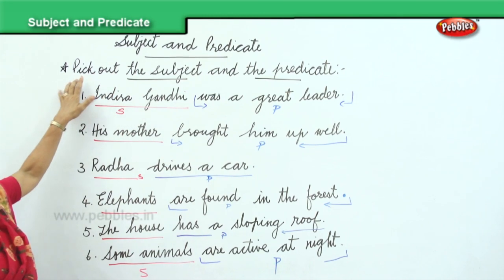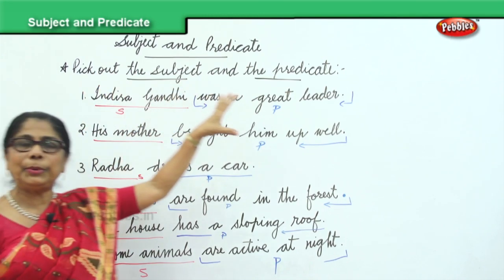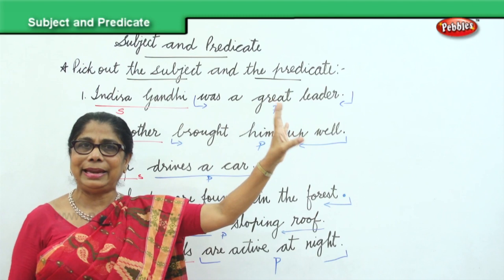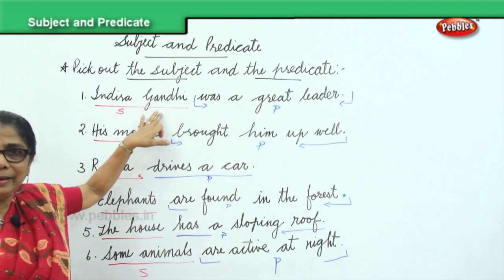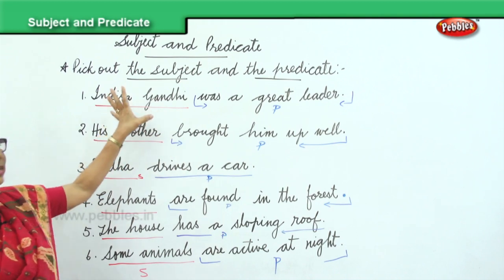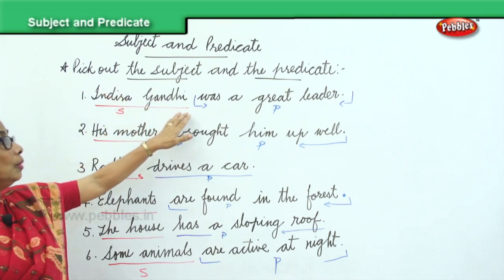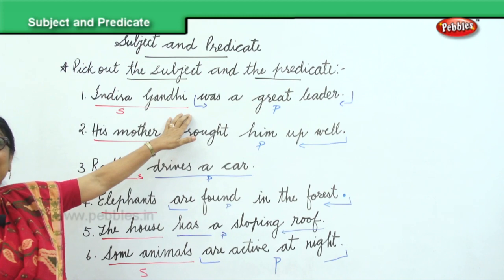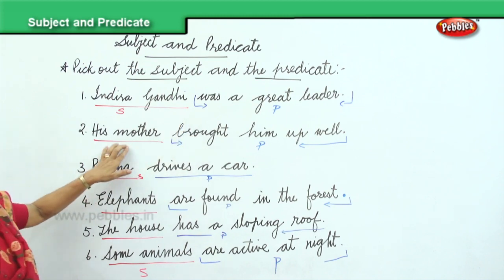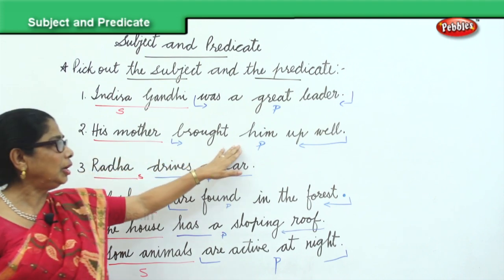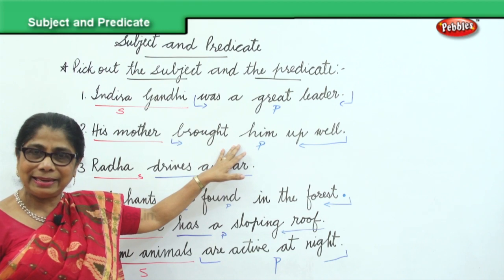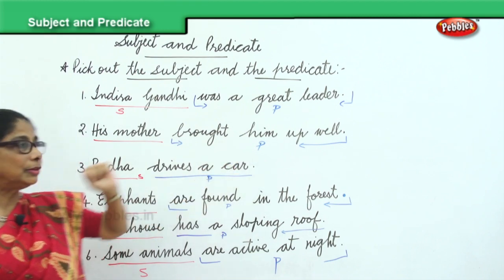We are picking out the subject and the predicate and writing them down. The first sentence: Indira Gandhi was a great leader. The subject is Indira Gandhi, and was a great leader is the predicate. Next we have, his mother brought him up well. His mother is the subject, brought him up well is the predicate. Begins with a capital letter, ends with a full stop.